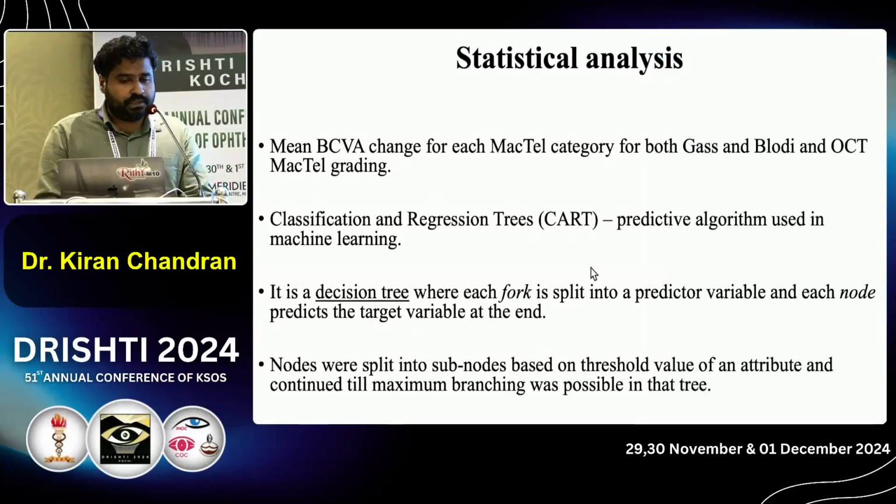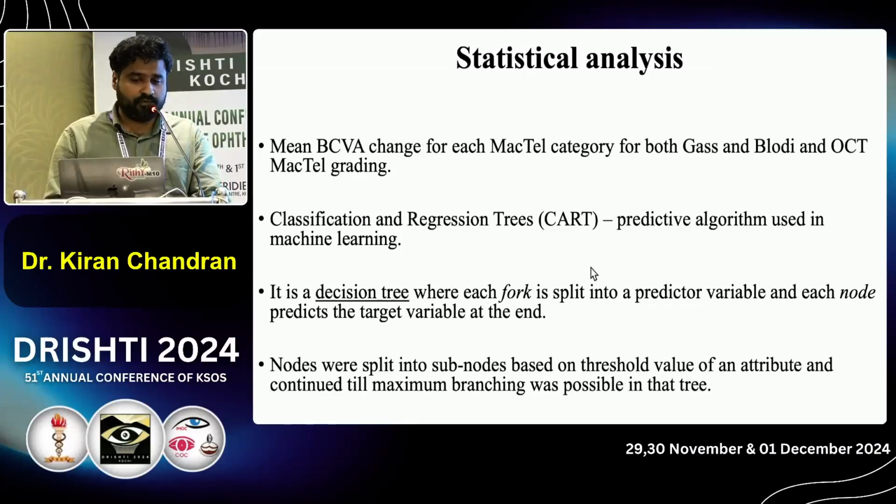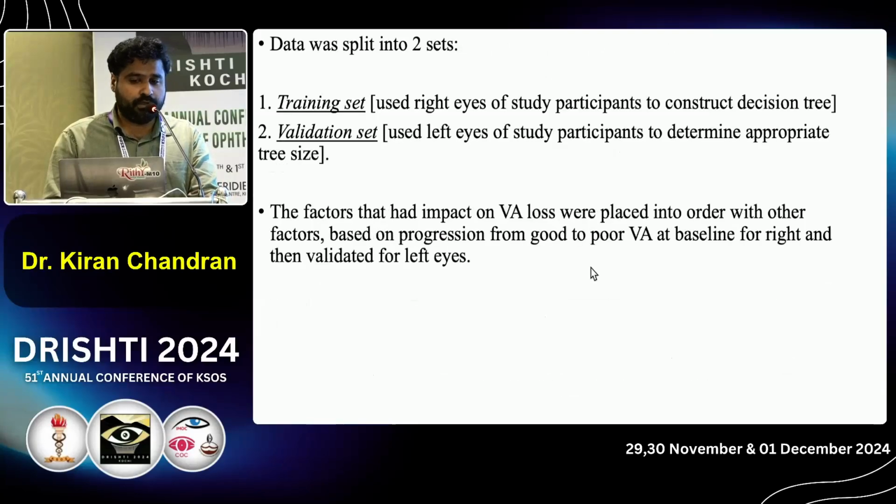The mean visual acuity change for each MacTel category for both Gass and Blodi and OCT MacTel grading was used. Classification and regression trees, a predictive algorithm using machine learning, was used. It is a decision tree where each fork is split on a predictive variable and each node predicts the target variable at the end. Nodes were split into further subnodes until a terminal node, that is maximum branching, was possible in that particular tree.